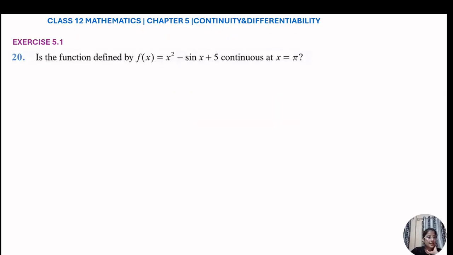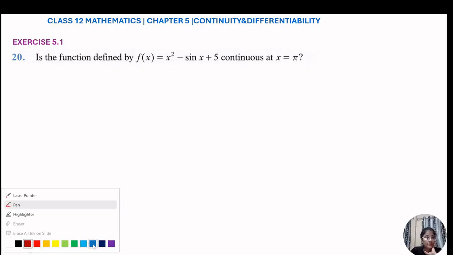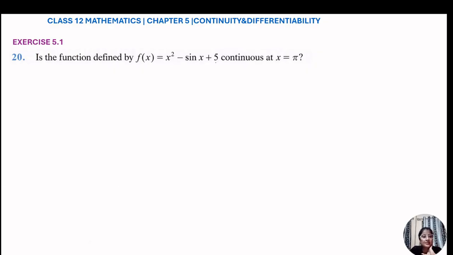Okay, so our next question is this. Here we have a function f of x defined like this. This is question number 20 of exercise 5.1. In this question, f of x is defined like this, and we have to check the continuity of the function. We have to check whether the function is continuous at x equals 0 or not.